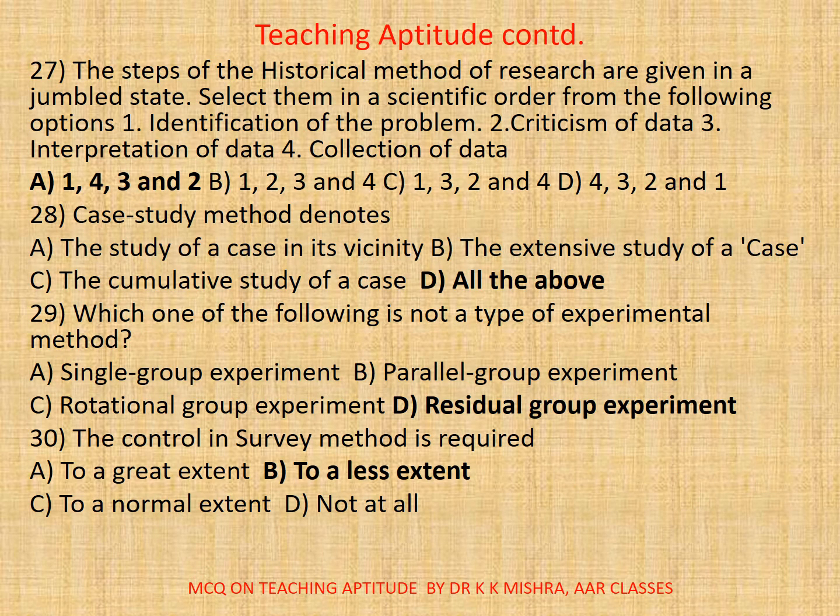27. The steps of the historical method of research are given in a jumbled state. 1. Identification of the problem. 2. Criticism of data. 3. Interpretation of data. 4. Collection of data. Here correct option is A, where the sequence 1, 4, 3, 2 is correct.